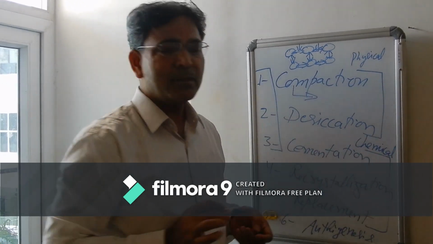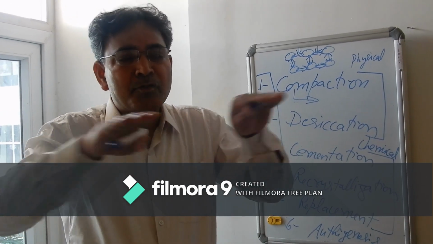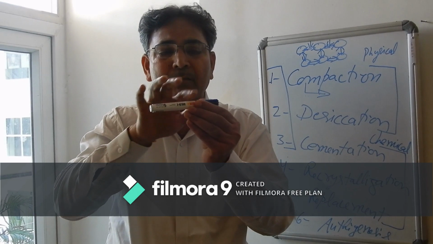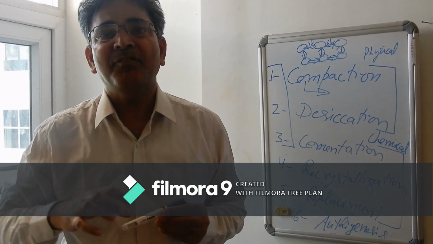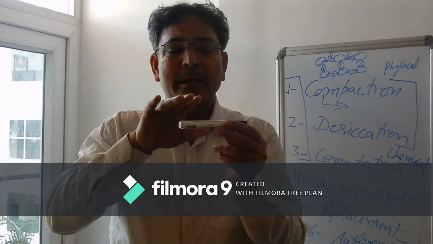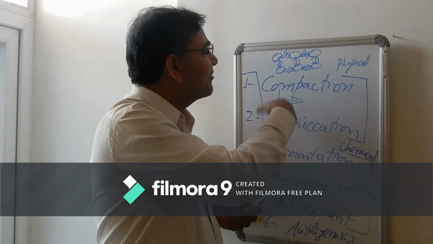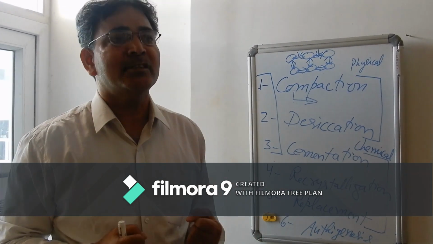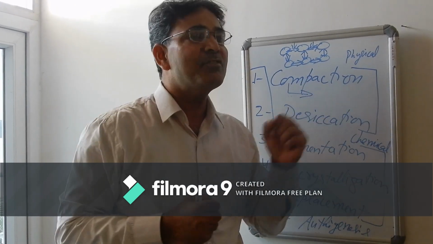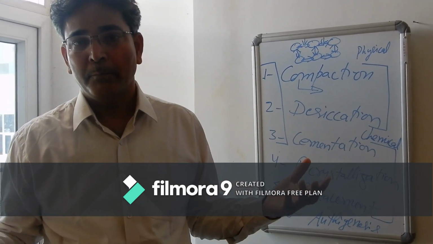There are two types of compaction. Number one is uniform compaction, which takes place at every place equally. And the second is differential compaction, which is not uniform at all parts of the sediments, but unequal. It is high at one place and low at another place. Because of differential compaction, a number of structures are produced, and all those structures are known as growth structures, and they are very useful in petroleum geology.